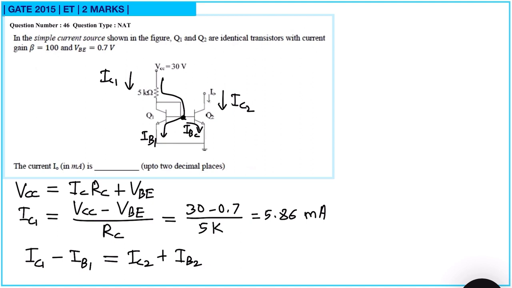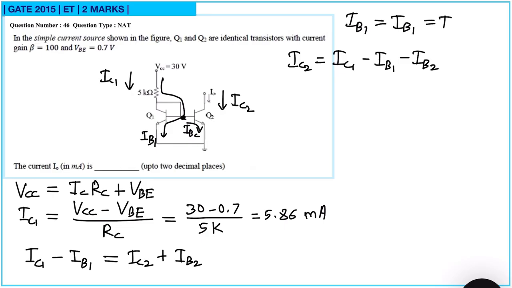And our objective is to find IC2. So IC2 is equal to IC1 minus IB1 minus IB2. Since these two transistors are identical, IB1 will be equal to IB2. So I can write IB1 is equal to IB2 is equal to IB. So this will be IC1 minus 2IB.